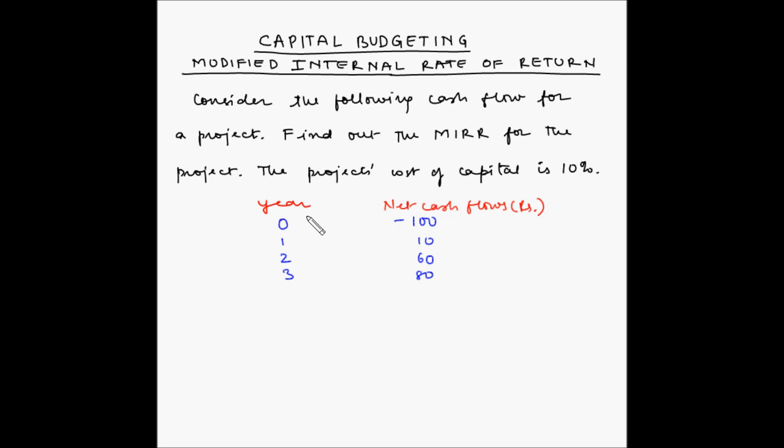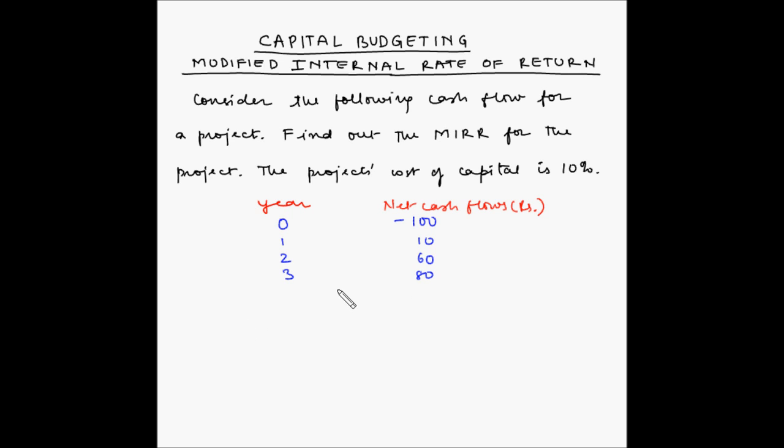Now, the project has a total tenure of 3 years. In the beginning of the project, there is a cash outflow of 100 rupees. At the end of first year, there is a cash inflow of 10 rupees. At the end of second year, there is a cash inflow of 60 rupees. And at the end of third year, there is a cash inflow of 80 rupees.